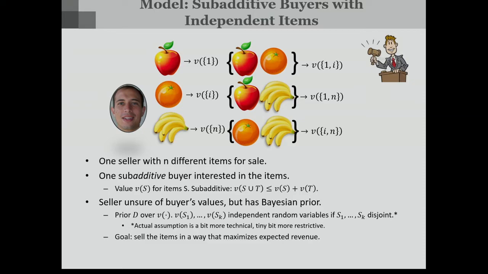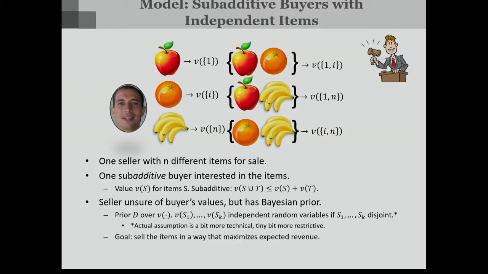The seller is again unsure of the buyer's valuations, but has a Bayesian prior. So what is the prior in this case? It's just a prior over functions. The only restriction I want to make on these functions, we need some kind of independence assumption. The assumption I want to make is that for any disjoint sets of items, if I look at just the random variables v(S1) to v(Sk), I want these to be independent random variables. So that's the only independence assumption I want to make about the distribution.